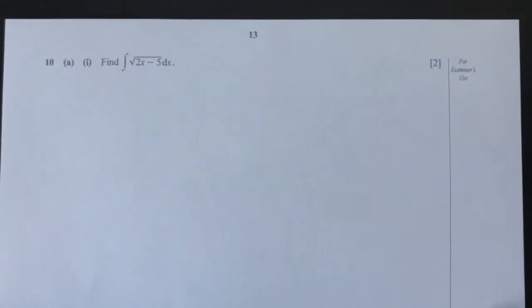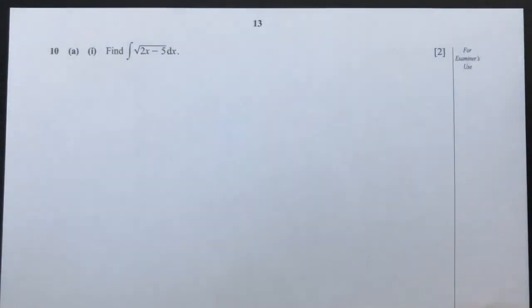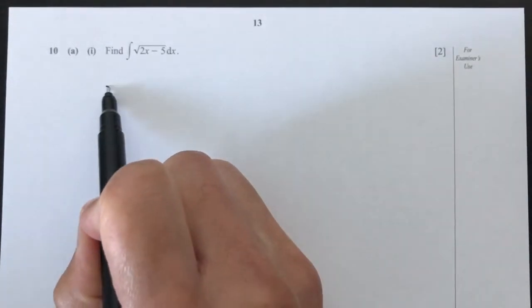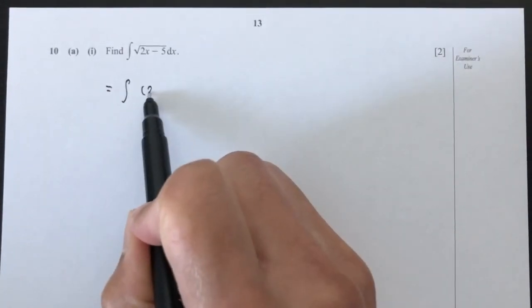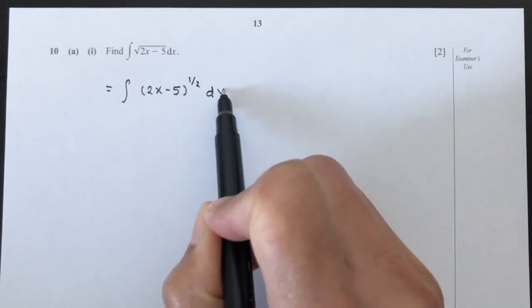Let's move on to question number 10. So here we have to find the integration of this. So the first step is, let's try to make it easy for us. So what do you know about square root? You know that it is the power of half. It's the same thing, right? So let's write this down again. It is basically 2x minus 5 power half dx.